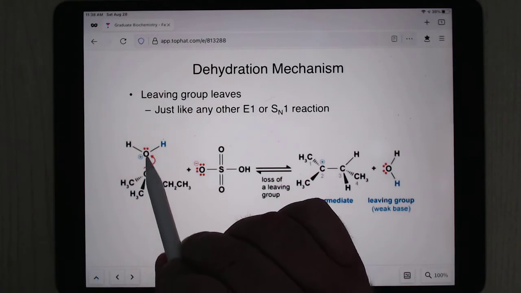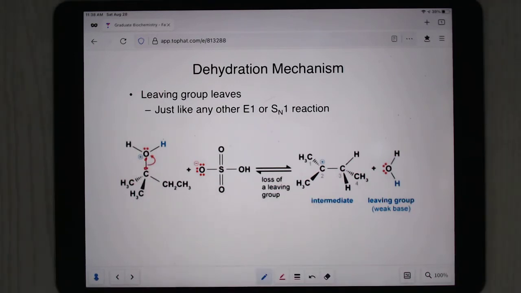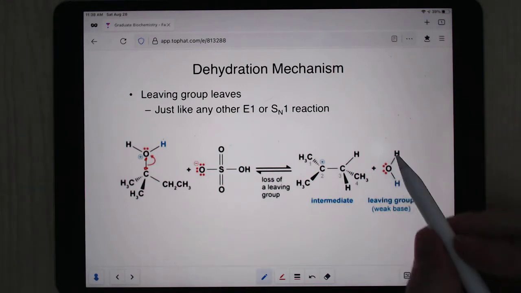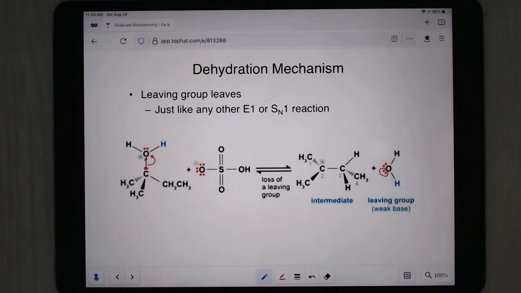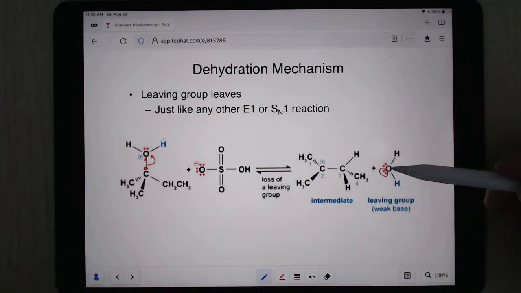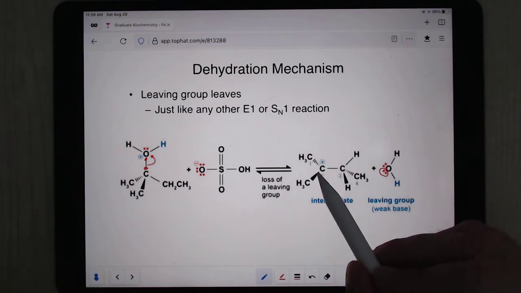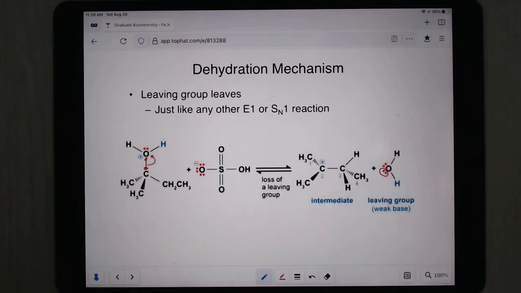So this water molecule leaves, just like you would expect with any other sort of E1 or SN1 reaction. So we're making the second set of lone pairs here on the water, and we leave behind the carbocation intermediate, just like we did with an SN1.